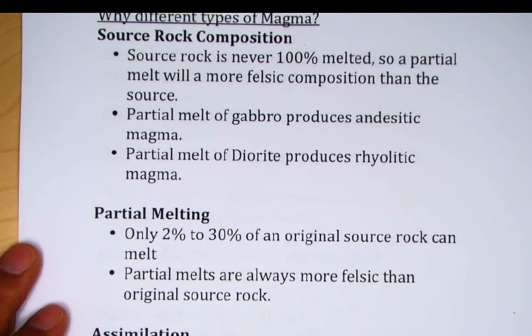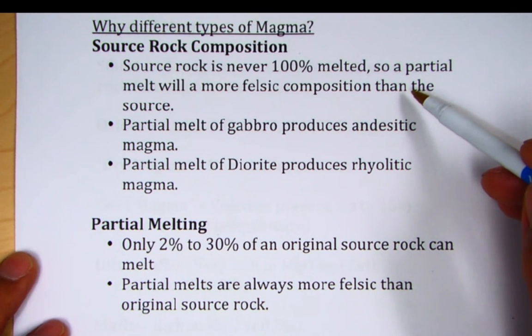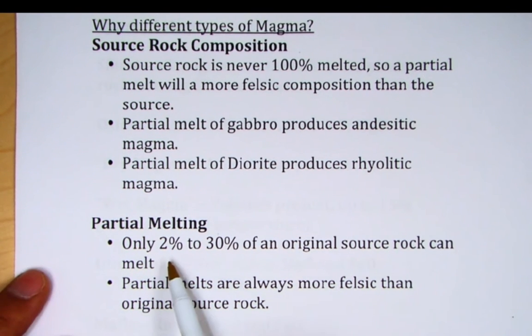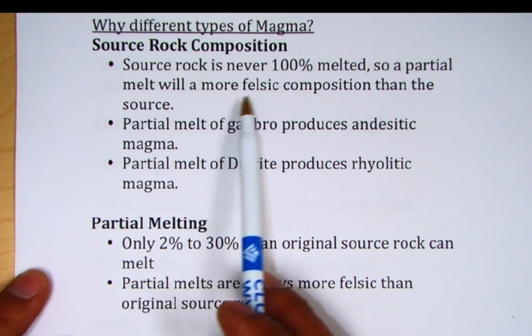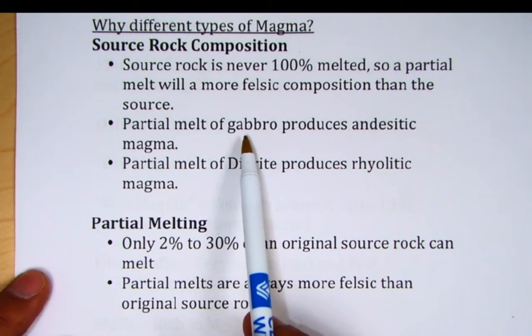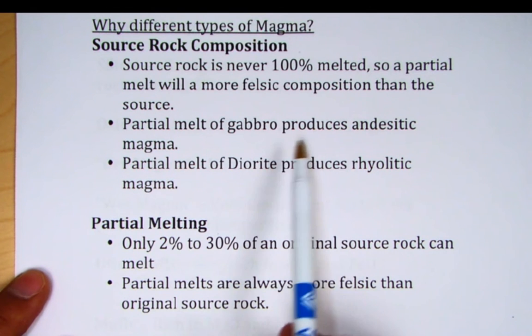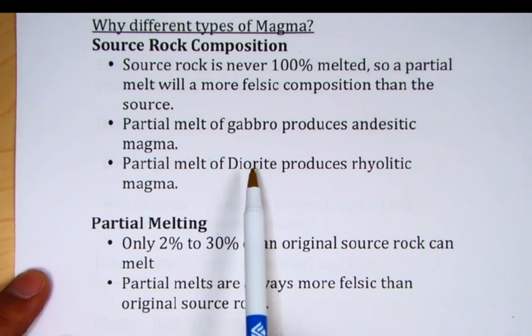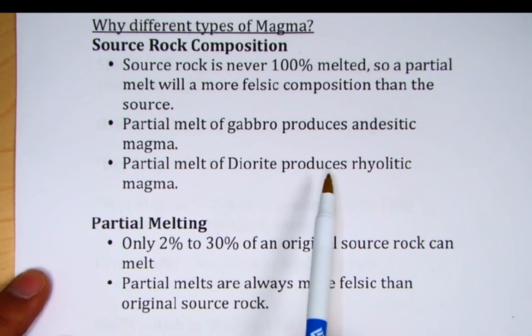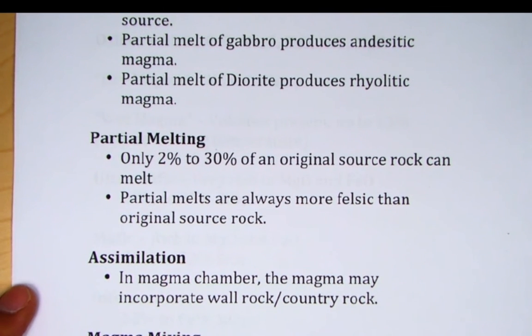And so when we go back to this source rock, remember the source rock never melts completely, right? You only get a partial melt. And in fact, note that it's anywhere from 2 to 30% for that partial melt. And one thing is that the partial melt will always be more felsic in composition than the source rock. So if you partially melted a gabbro, which is a mafic rock, then you'd produce an andesitic magma, which is intermediate, right? If you partially melted an intermediate rock like a diorite, then you'd produce a rhyolitic rock, something that's more felsic, right? So that's a felsic rock there. So again, these partial melts are always more felsic than the original source rock, right?